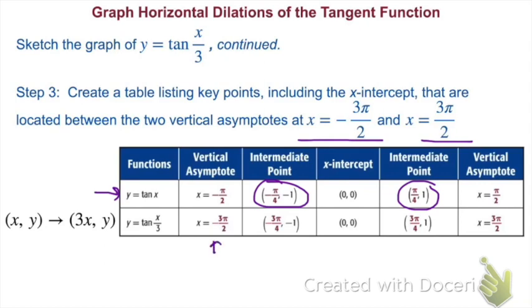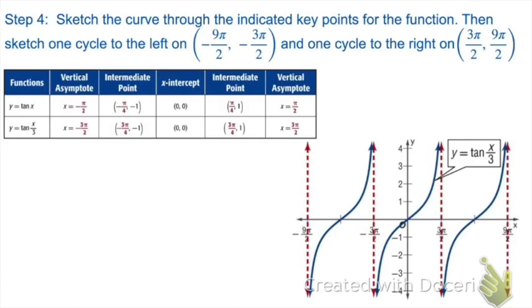We multiply the intermediate point, we get negative 3 pi fourths and negative 1. Our intercept stays the same. Our intermediate point on the right side is 3 pi fourths over 1. And then we multiply pi halves by 3, and we get 3 pi halves. Now we're going to graph this. Okay, so I'm going to graph this right here. This is the piece I graph from my table.